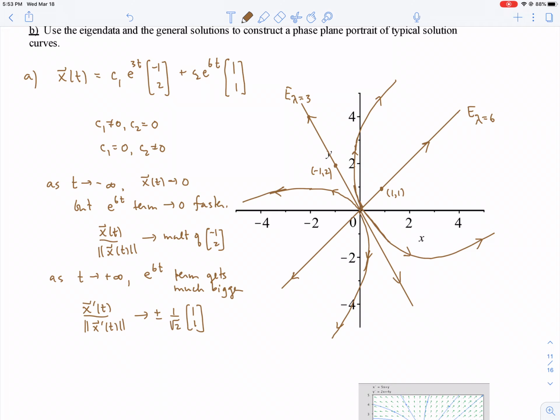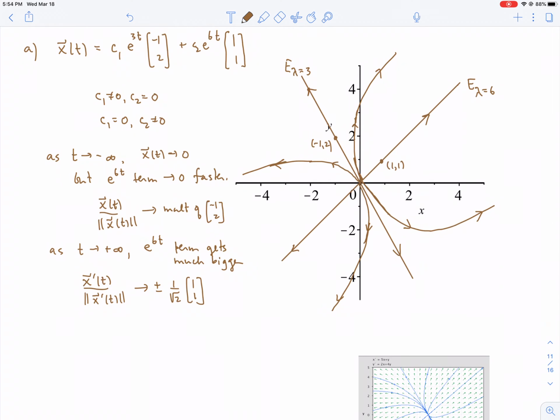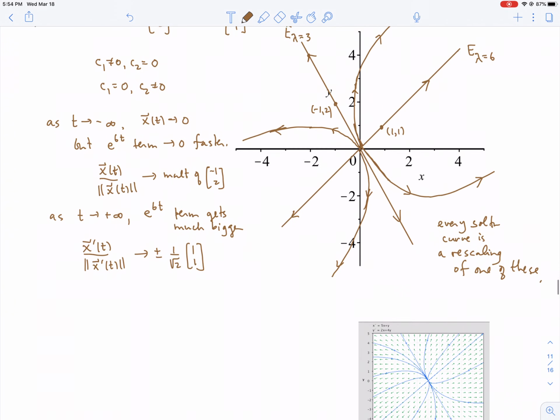And again, because these are homogeneous solutions, constant multiples of every solution is a solution. And if you scale these functions, you can go through any point you want in the plane. And so every solution curve is a rescaling of one of these. And we did pretty well.